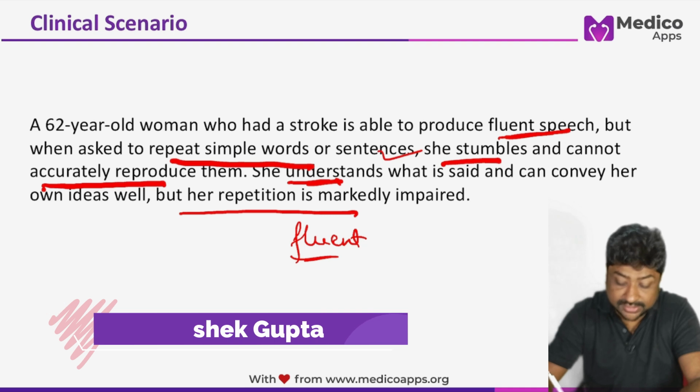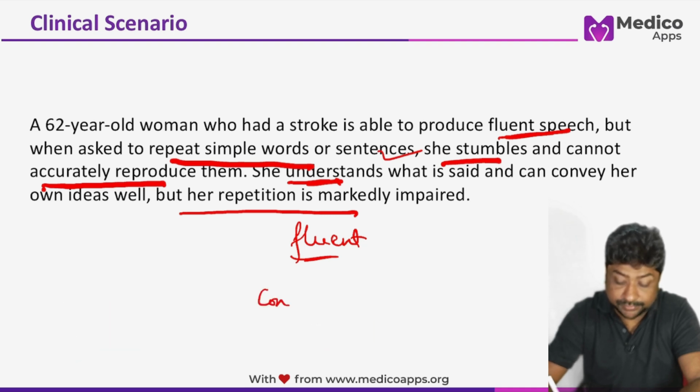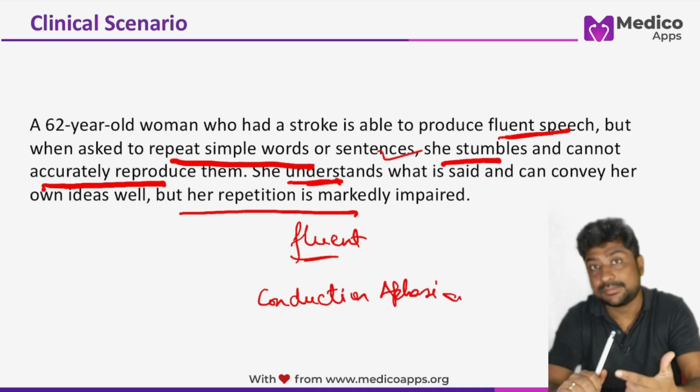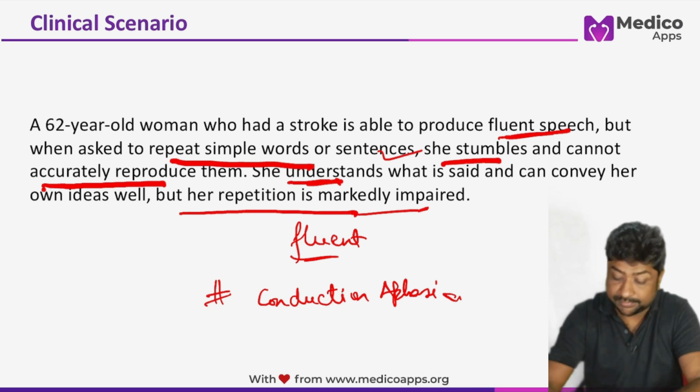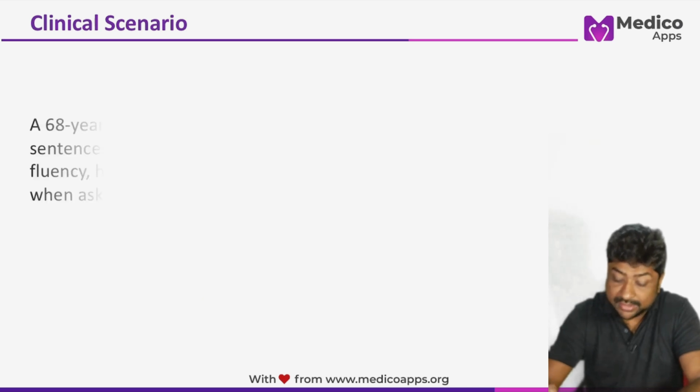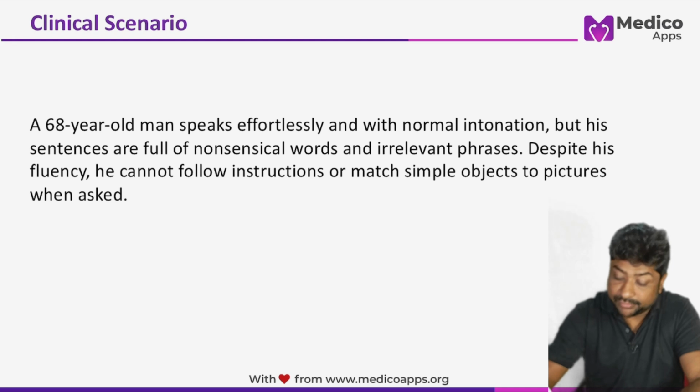So when understanding is intact, this is a clear-cut example of conduction aphasia, because she is not able to repeat. She is able to understand, she is able to speak fluently, but she is not able to repeat properly. So this is a classical example of conduction aphasia. Let's look at another clinical scenario. A 68-year-old man speaks effortlessly with normal intonation, but his sentences are full of nonsensical words and irrelevant phrases.